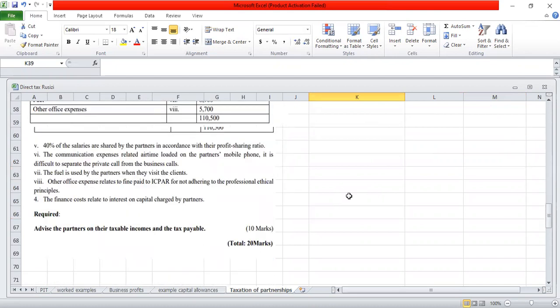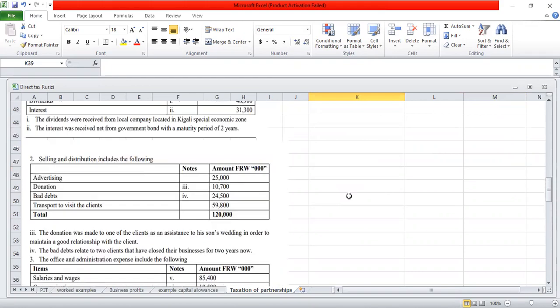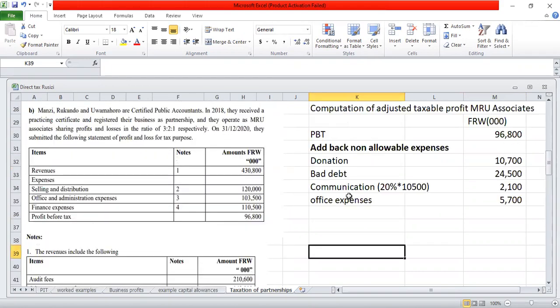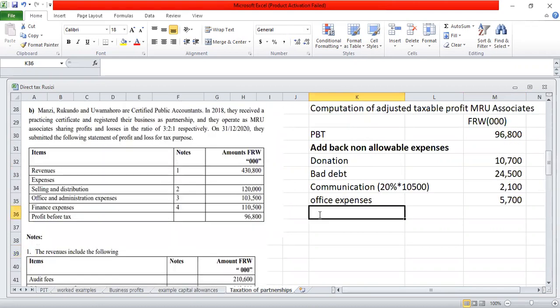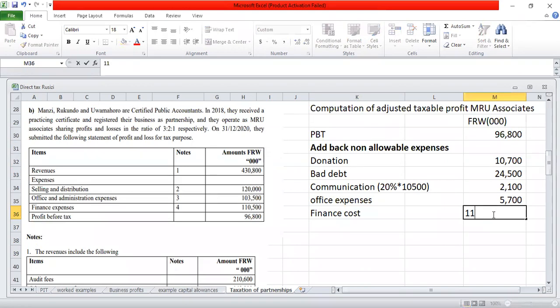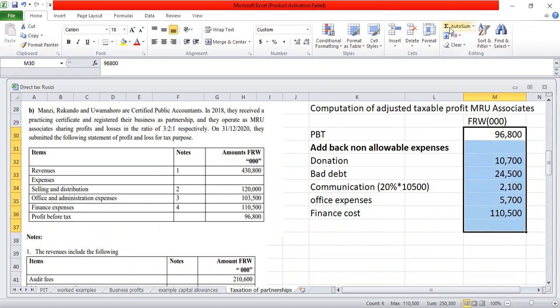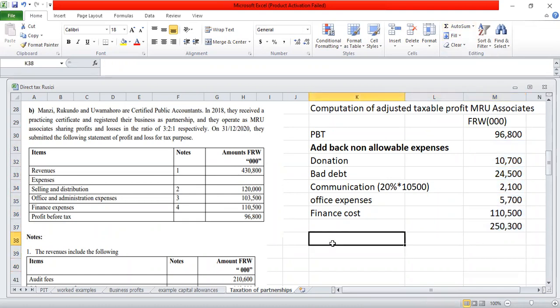The finance cost relates to interest charged by the partners. We said interest on capital is not allowed. So finance cost, it is interest on capital, which is not allowed, which is 110. Not allowed. So then I raise non-allowable.